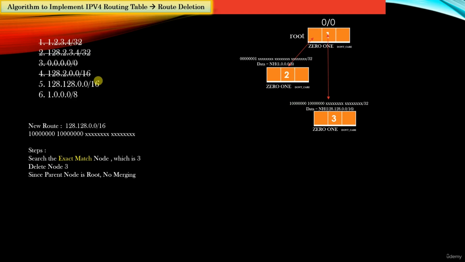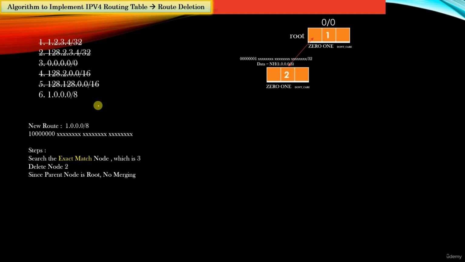Then coming to route number 5, compute the effective prefix of route 5 and trigger the exact match route search algorithm, which would give you node number 3. Now we are simply going to delete node number 3, and since the parent of node 3 is the root, there is no need to execute the merge algorithm. So the final mtry data structure would be the following. As simple as that. And this completes the deletion of route number 5.